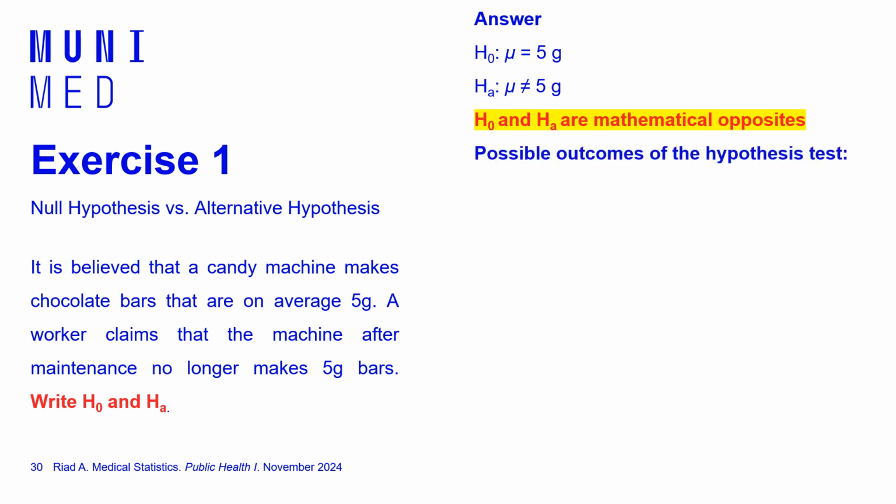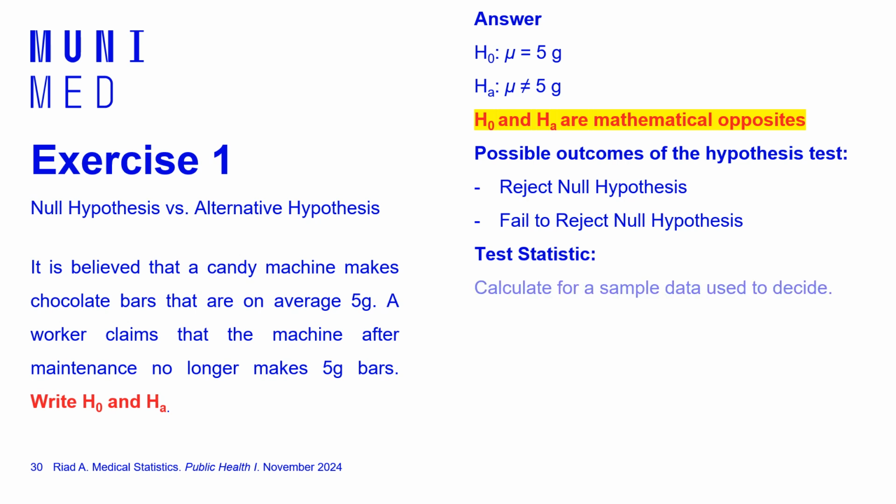So the possible outcomes of any hypothesis testing are that you can either reject the null hypothesis, and remember, once you reject the null hypothesis, you automatically promote and accept the alternative hypothesis, or maybe you're going to fail to reject the null hypothesis, and if you fail to reject the null hypothesis, which means that you accepted the null hypothesis, you automatically rejected the alternative hypothesis.